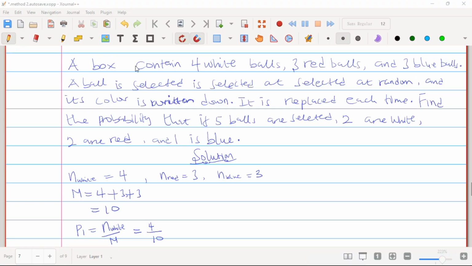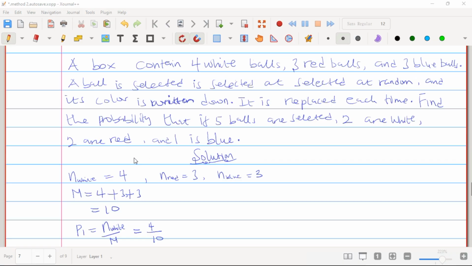It said a box contains 4 white balls, 3 red balls, and 3 blue balls. A ball is selected at random and its color is written down, and it is replaced each time. Find the probability that if 5 balls are selected, 2 are white, 2 are red, and 1 is blue. So at the end of the day, you could see that the probabilities were not given to us. We are to find the probability ourselves before we can solve this question.